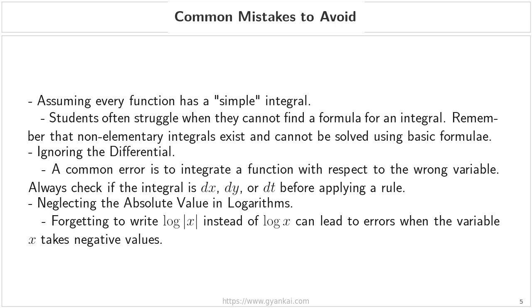Finally, we have neglecting the absolute value in logarithms. This one is specific to integrals that result in logarithmic functions. Remember that the natural logarithm, log of z, is only defined for positive values of z, so when you integrate 1 over x, you get log of the absolute value of x, written as log of the modulus of x. If you simply write log of x, you're implicitly assuming x is always positive, and that's not always true. Forgetting that absolute value can lead to incorrect results, especially when dealing with functions that can take on negative values.